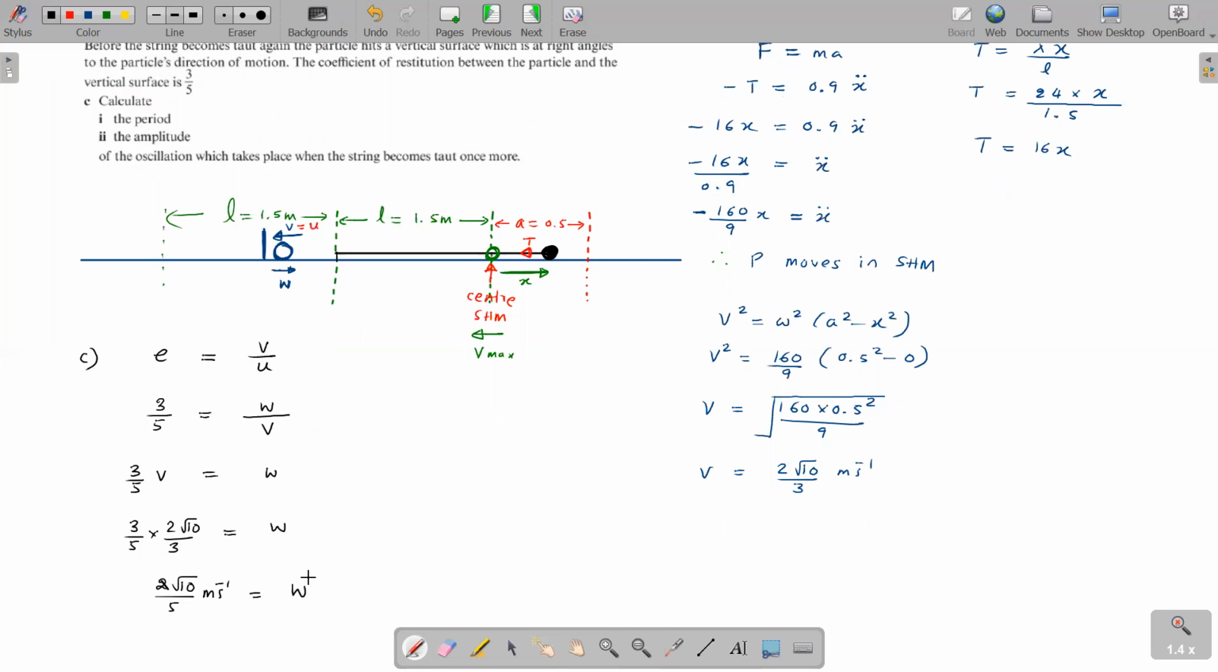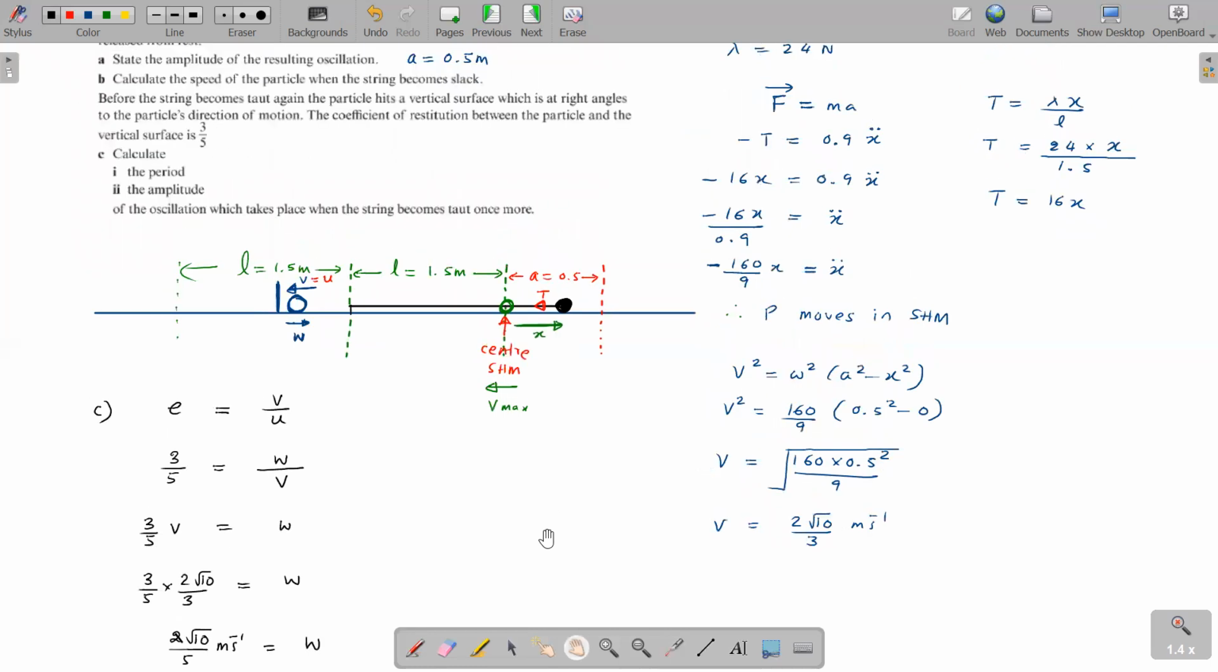Can you see? It should definitely be a lower velocity than previous. Are you with me? So this is the new speed, the new speed after the particle rebounds from the wall. Okay, so the question says to calculate the period.